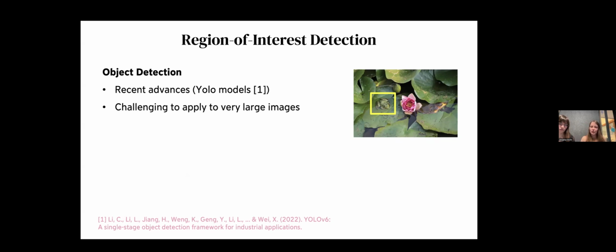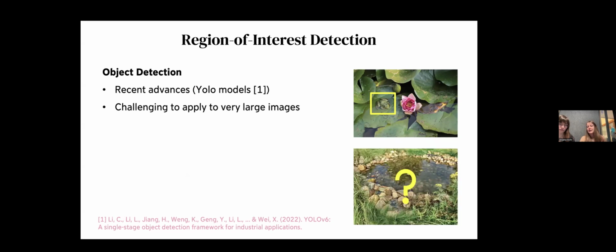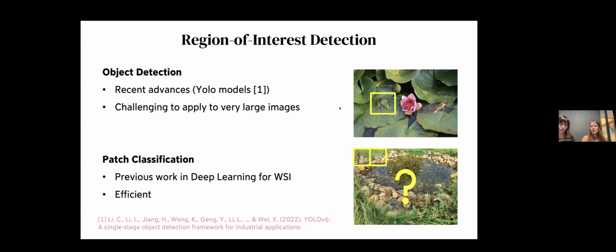However, this approach is very challenging to apply to very large images. If, for instance, you have a very large image and very tiny frogs in this image, it's much more difficult to detect the frogs in this image using object detection models. So what we do is that we extract smaller patches from this image, and for each patch, we will ask, is there a frog in this image or not? And then we can accurately detect bounding boxes of the frogs.